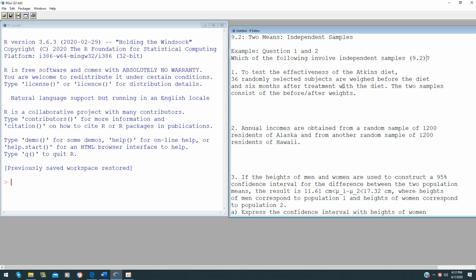A lot of students get these two confused, and if they get these two confused, then they do a different type of test, and they will get it wrong. So for example, in question 1, it tested the effectiveness of Atkins diets. 36 people are randomly selected, and their weight is measured before and after the diet for 6 months. So they collect the data before and after the weights. Is this independent samples or dependent samples?